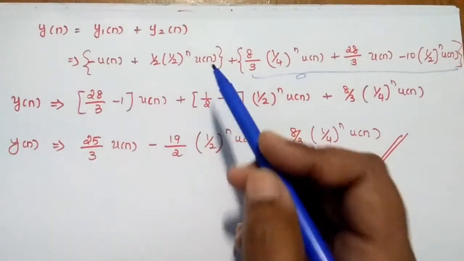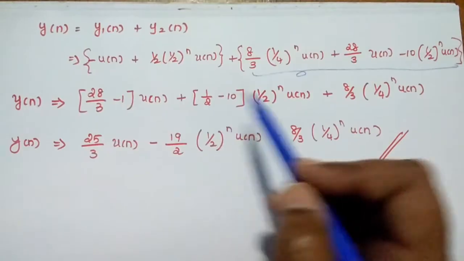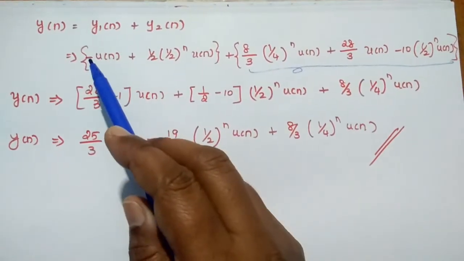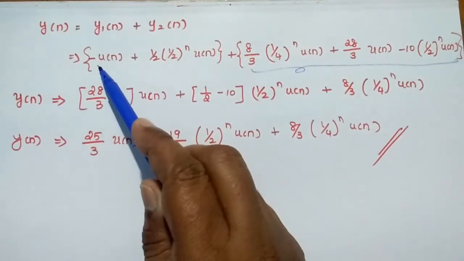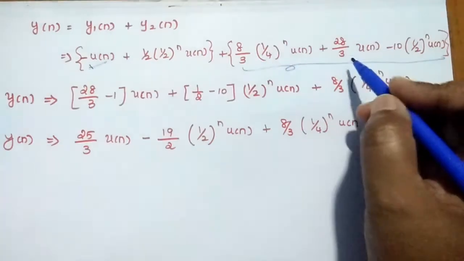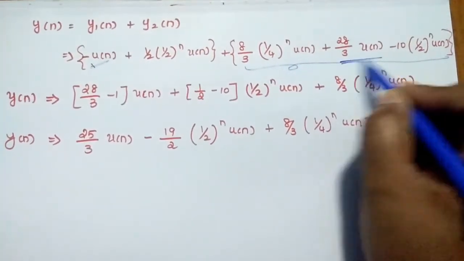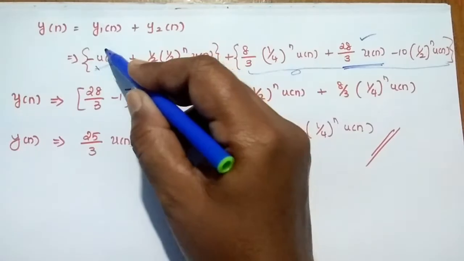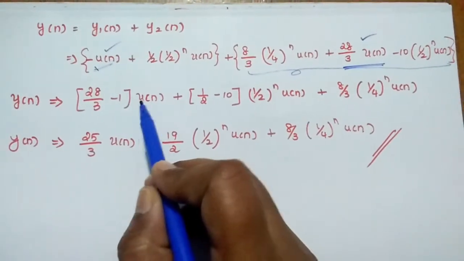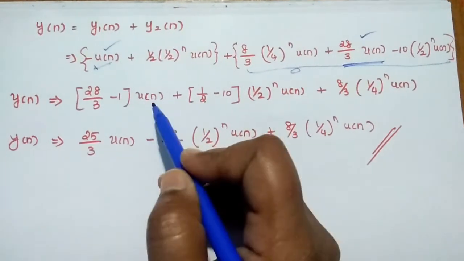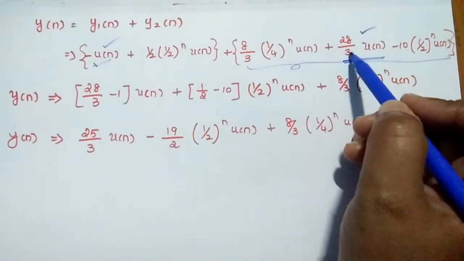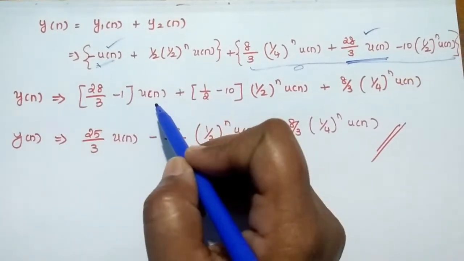Okay, and after this, we are going to group the similar elements. Here it is minus u of n. This is minus u of n. Here 28 by 3 u of n is there. So from these two terms, we can take that u of n outside, as a constant, as a common. Okay, so 28 by 3 minus 1 into u of n.